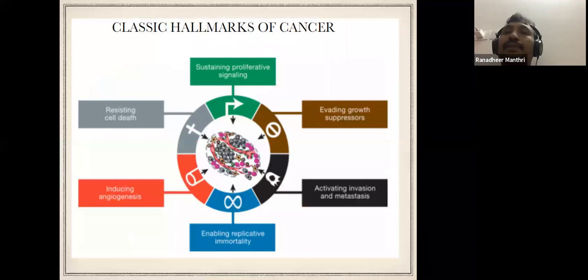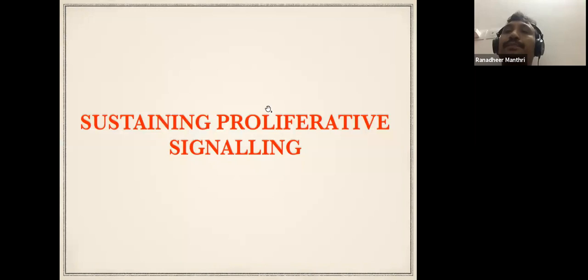Next slide, please. The classical hallmarks of cancer are sustained proliferative signaling, evading growth suppressors, activating invasion and metastasis, enabling replicative immortality, inducing angiogenesis, and resisting cell death. Let me take you through all the 6 one by one. Next slide, please. Sustained proliferative signaling. Next slide, please.